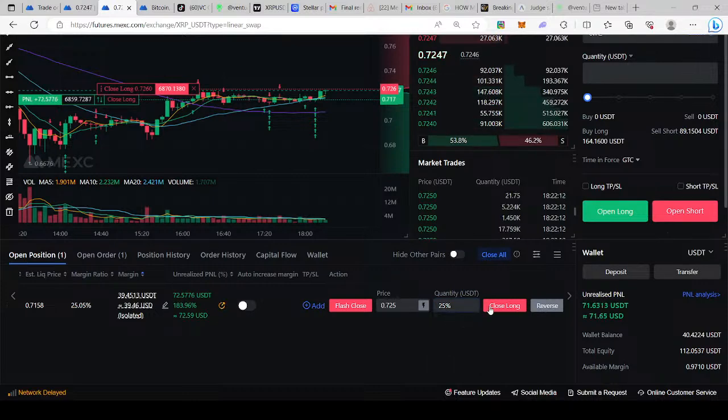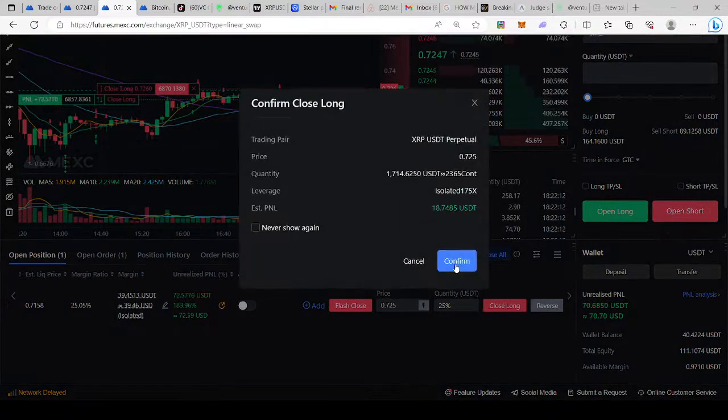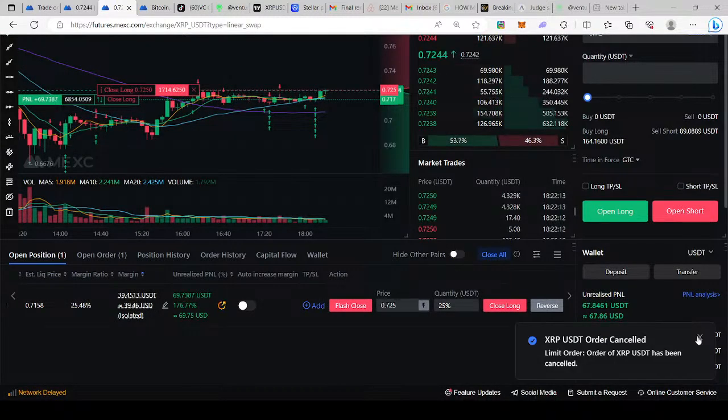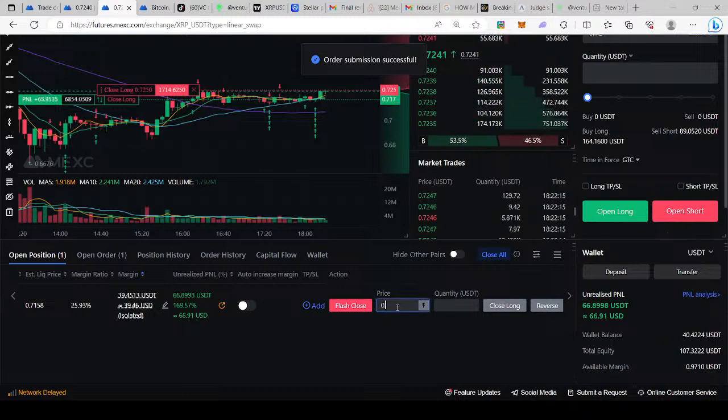There we go. Okay, it hit the 50. All right, I'm gonna do 25%, 0.725. Sometimes you have to do the order twice. Make sure it goes into your open orders if it doesn't lock in the first time. All right, 0.7255.